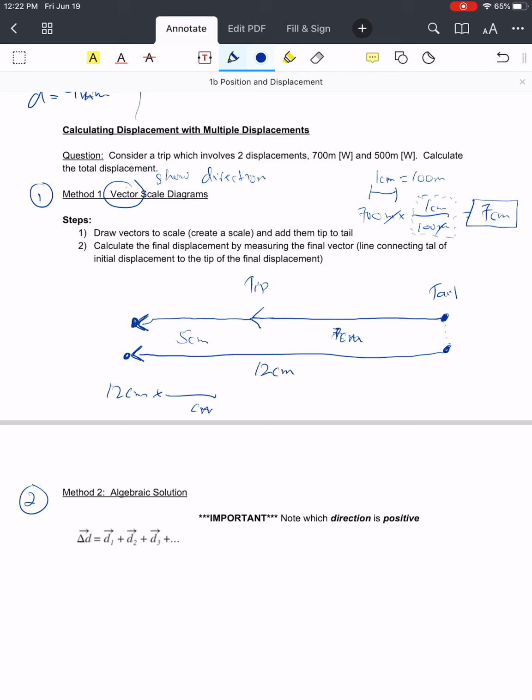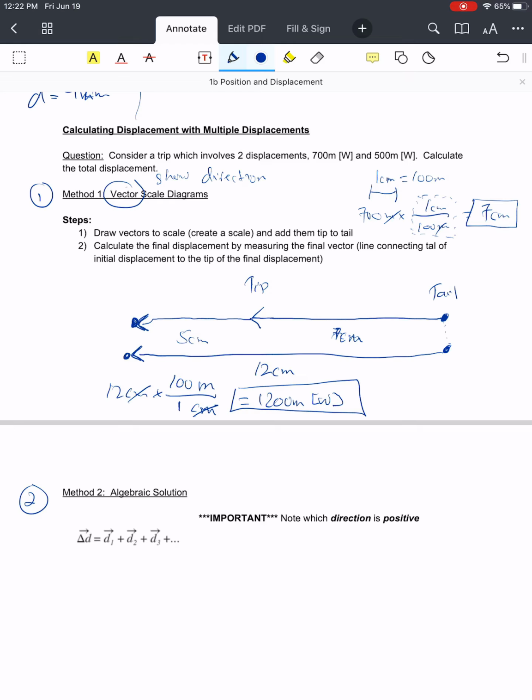I need to cancel out centimeters. So centimeters on top cancel out with centimeters on the bottom. Put meters on top. Now through my scale, I said 100 meters is 1 centimeter in my diagram. So you're going to get that 1200 meters west.